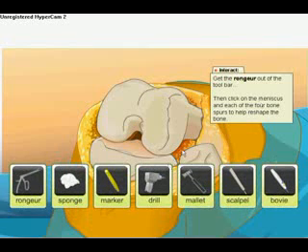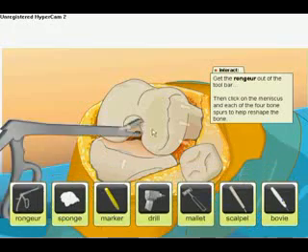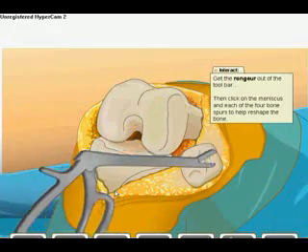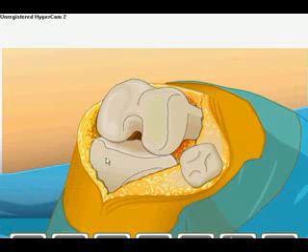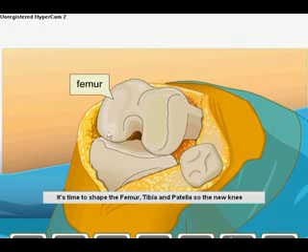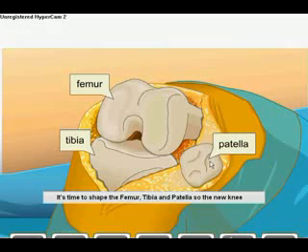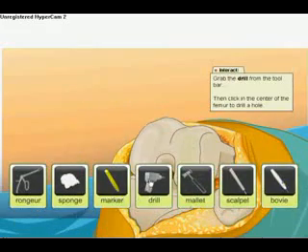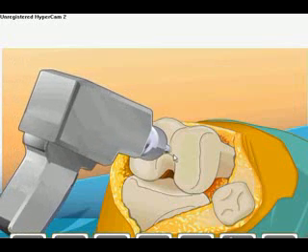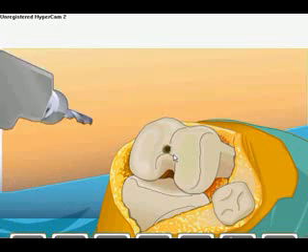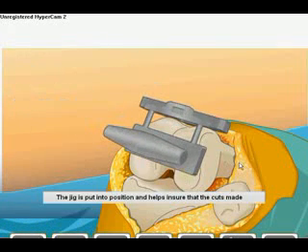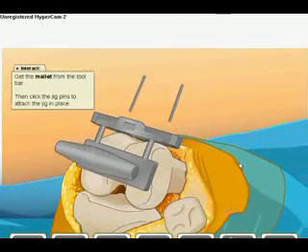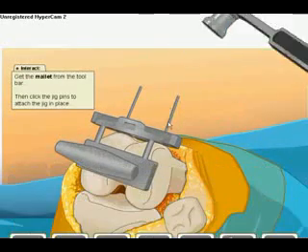Use the rongeur to remove the anterior cruciate ligament, or ACL, the meniscus, and any bone spurs that may be lurking about. Are you a good sculptor? It's time to shape the femur, tibia, and patella so the new knee components fit properly. A hole must be drilled inside the femur to set up the distal femoral cutting jig and alignment device. The jig is put into position and helps ensure that the cuts made to the bone are exactly what are needed. Now hammer in the pins to hold the jig.